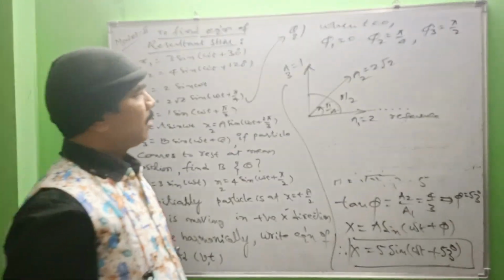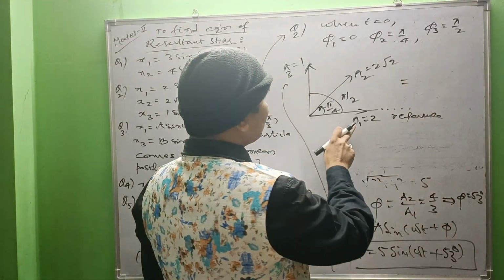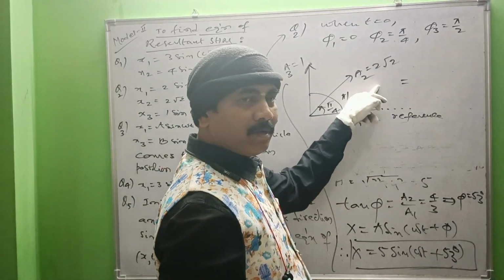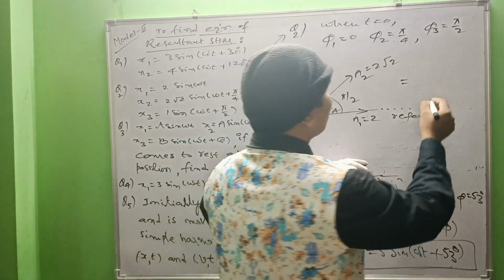Right? Now the same can be written like this. See here, A1 is along x, A3 is along y, but A2 is in the plane, so it can be resolved into two components. So like this.